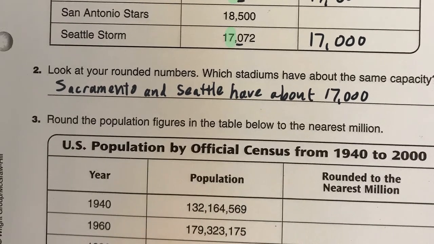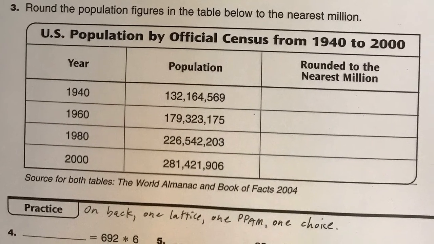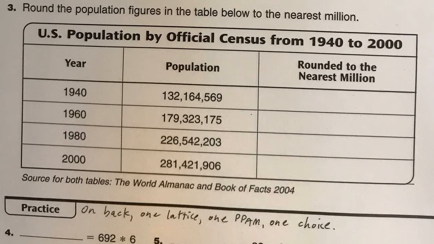And then next, we're looking at the U.S. population census. That means how many people are in the country from 1940 to 2000. But now we're rounding to the nearest million. And million is the 7th number in from the right. These would be the millions here. So even though you might not be familiar with million, as long as you look at that next number, you should be able to round these to the nearest million. And you're going to have 6 zeros after that.